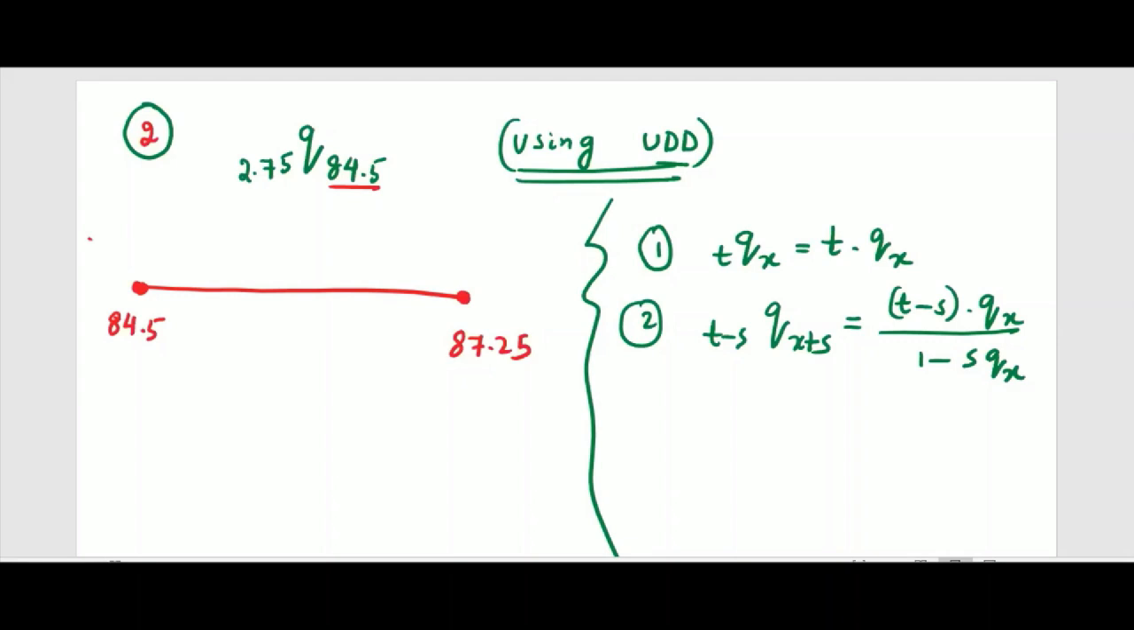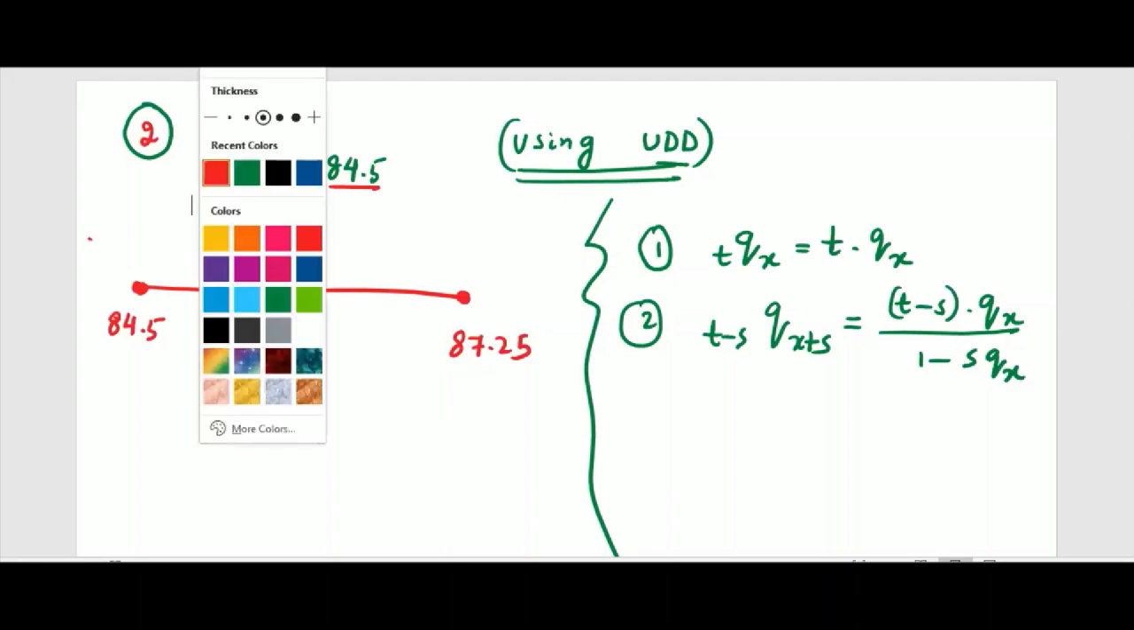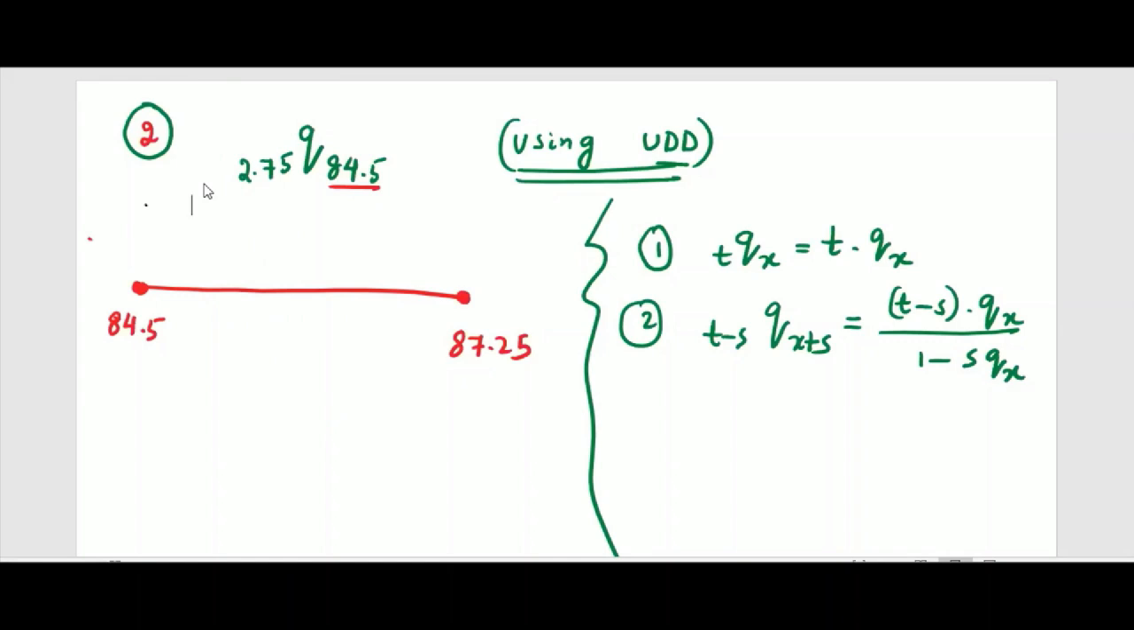What is the benefit of using UDD? You can use fractions as well, right? Here t is a fraction, t between 0 and 1 here. So if a fraction value is there, you can find it. Now the question is, which formula do I have to use for this? This formula or this formula? Which one? Second one. Why not the first one? Because it's 2.75 into q x, so for Q 84.5, it's difficult to find. Yeah. It's not about easy or difficult.